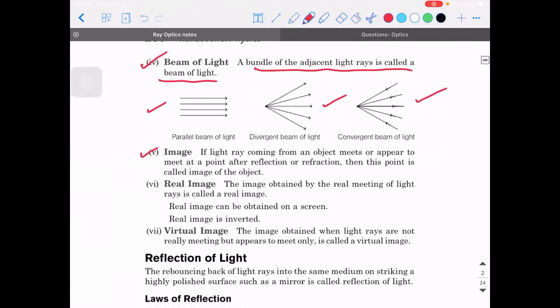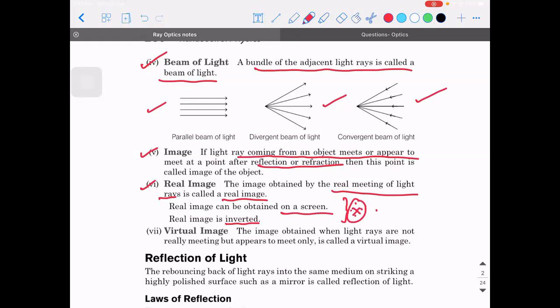Then image. If the rays coming from an object meet or appear to meet at a particular point after reflection or refraction, then we call it an image. So what is a real image? If the real meeting of light rays takes place, then we call it a real image. A real image can be obtained on a screen, and a real image is always inverted. These are the two important points you need to have in your mind.